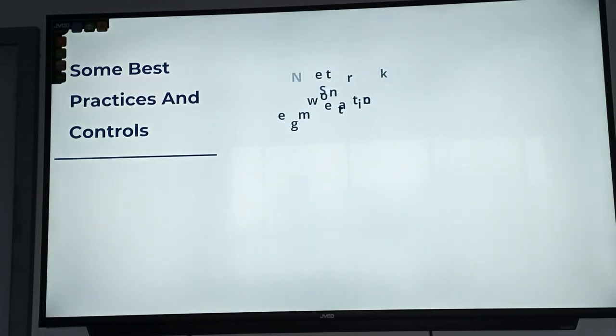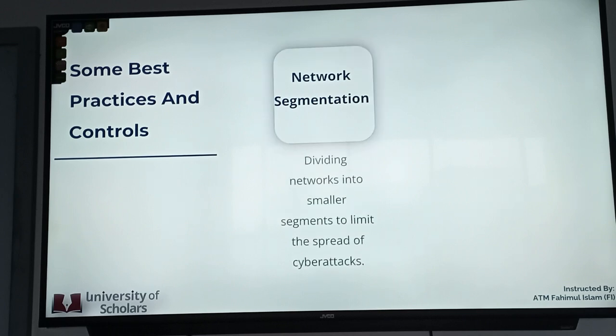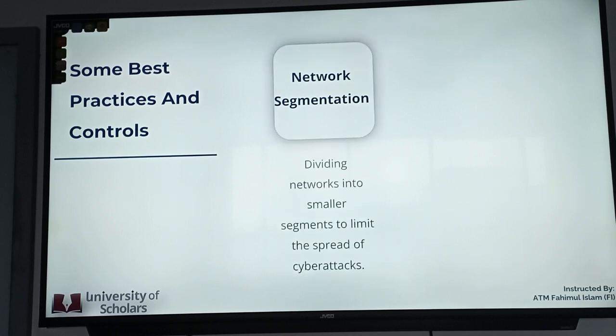The next point we should discuss is network segmentation, dividing networks into smaller segments to limit the spread of cyber attacks. We should not use a single network for connecting each and every PC in a financial institution or any company. We should use different networks, different Wi-Fi's, different hubs to create a network, and we should always take care of the network segments, and smaller segments should be introduced to minimize cyber attacks.